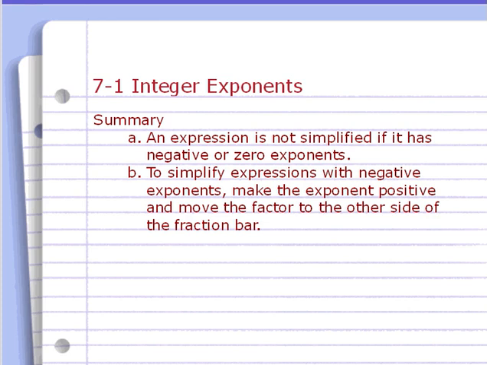So to summarize, as we stated, an expression is not simplified if you have negative or 0 exponents. So you want to draw out your fraction bar, and if it's negative in the numerator, it's going to move down to the denominator, or if it's negative in the denominator, it's going to move up into the numerator. And to simplify expressions with negative exponents, make the exponent positive, and you move the factor to the other side of the fraction bar. Again, so up or down, depending on where it's at.